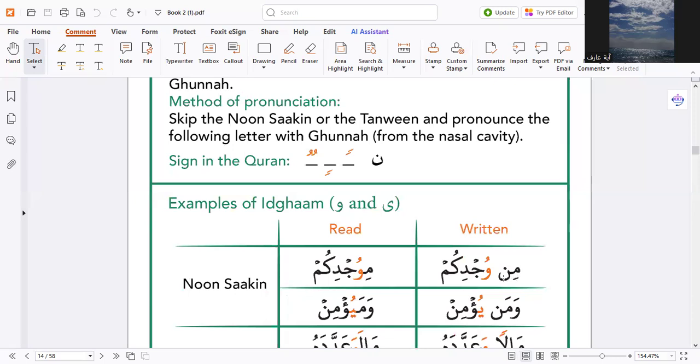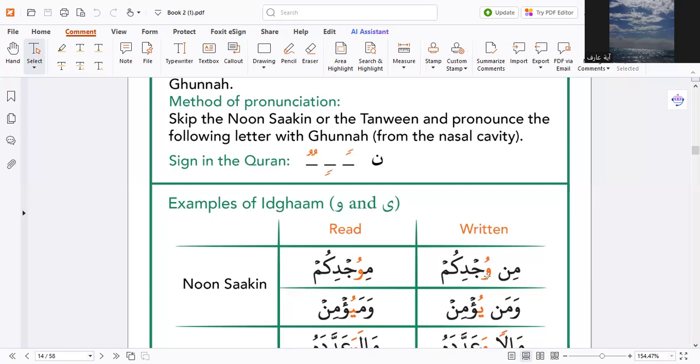Here, min wajidikum. Here is a noon sakina followed by wow, so the tajweed rule here is idgham. We merge the sound of the noon into the sound of the wow: wajidikum. And this is with ghunna. The ghunna is a nasal sound that comes from the nose. You feel that ghunna coming from the nose.